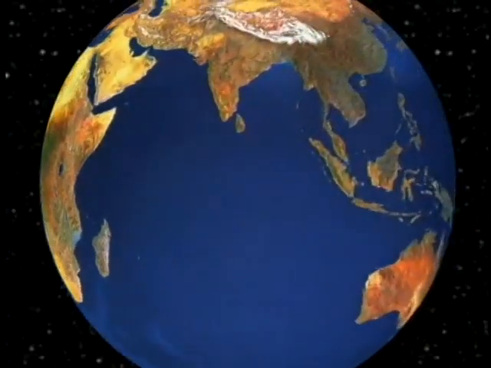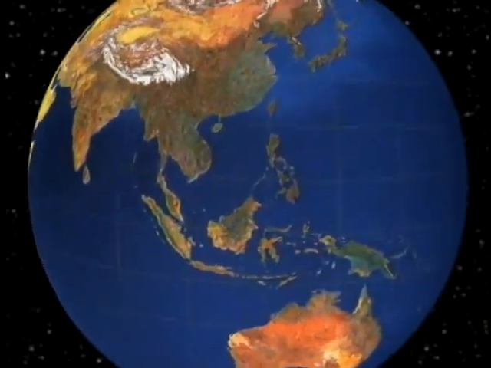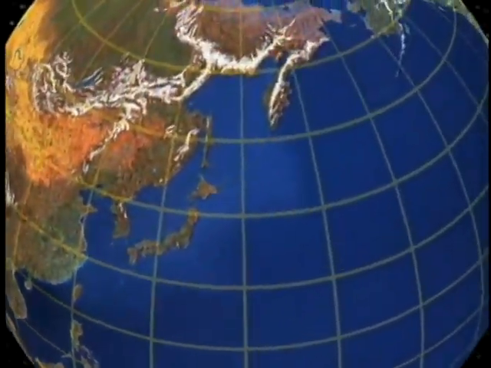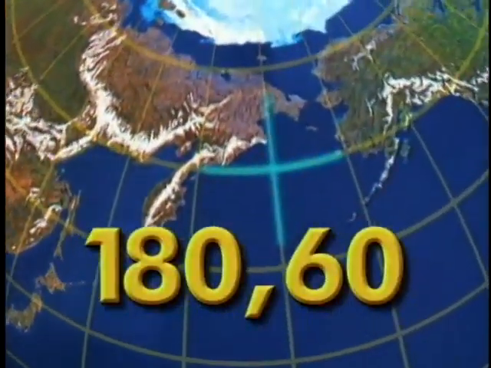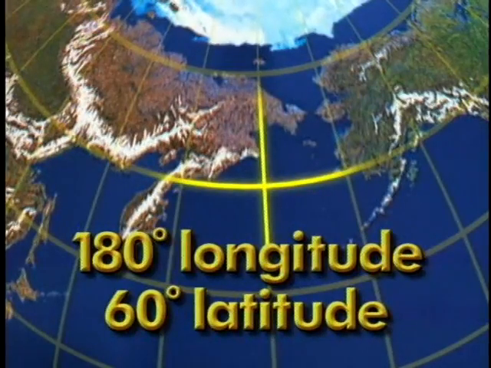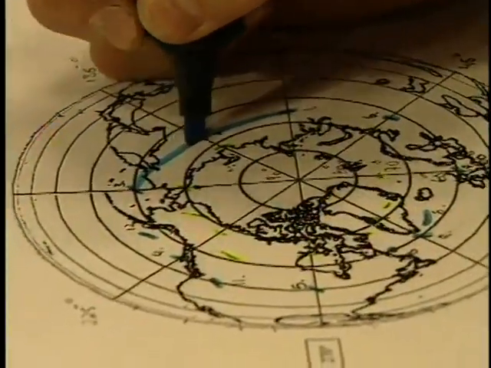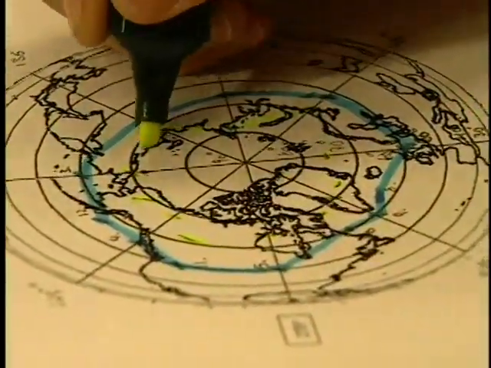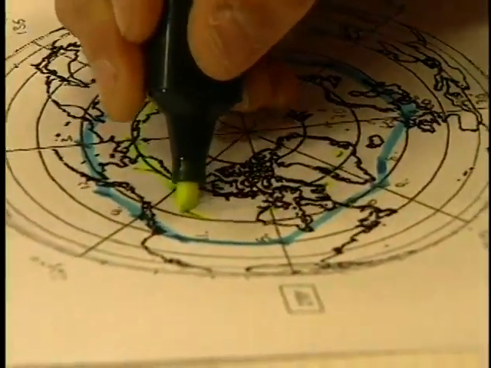The points are identified as ordered pairs, longitude-latitude. For example, the ordered pair 180-60 means 180 degrees longitude and 60 degrees latitude. Connect the points in the outer ring. Now, plot the points onto the geographic grid for the inner ring and connect the points.